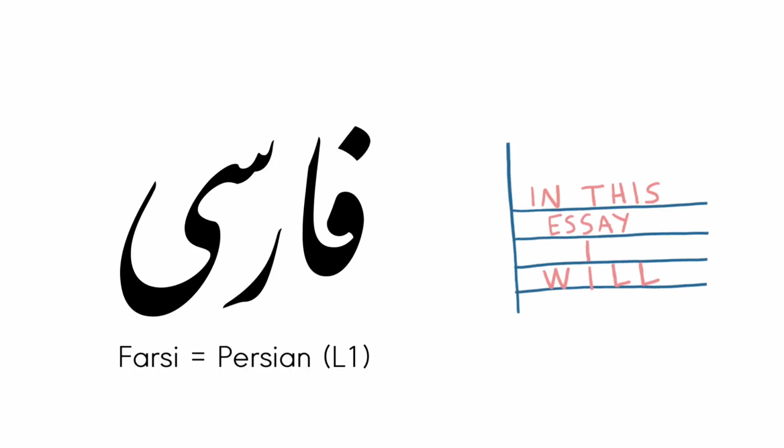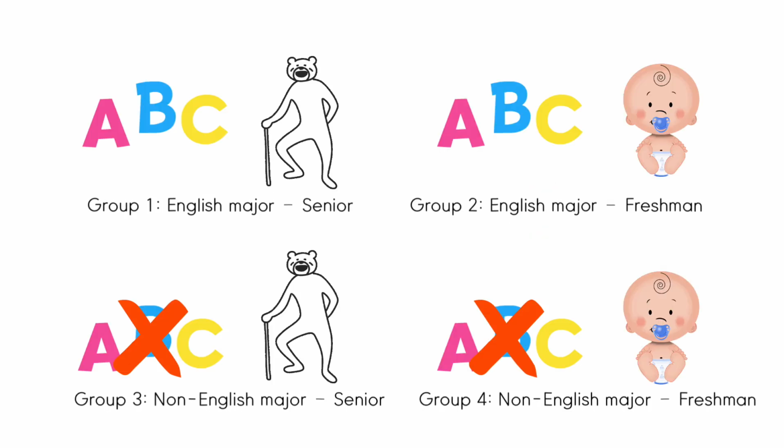The researchers asked 120 university students from 4 different groups to write a short essay in their first language, which is Farsi. Here are the 4 groups: English major senior and freshman, non-English major senior and freshman. They analyzed the writing using a measure of syntactic complexity.